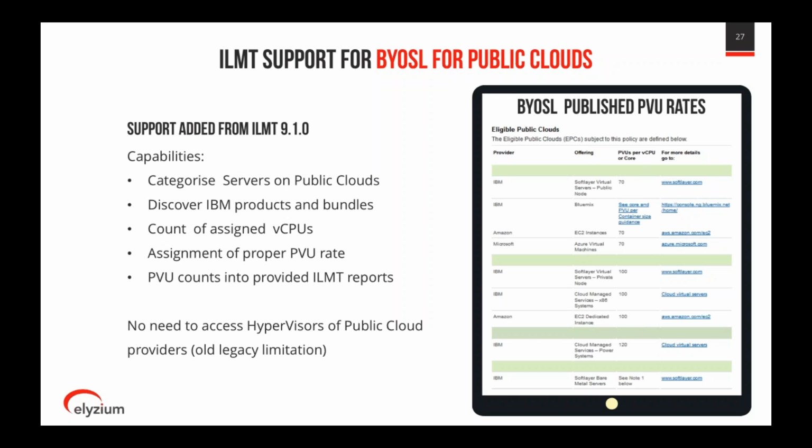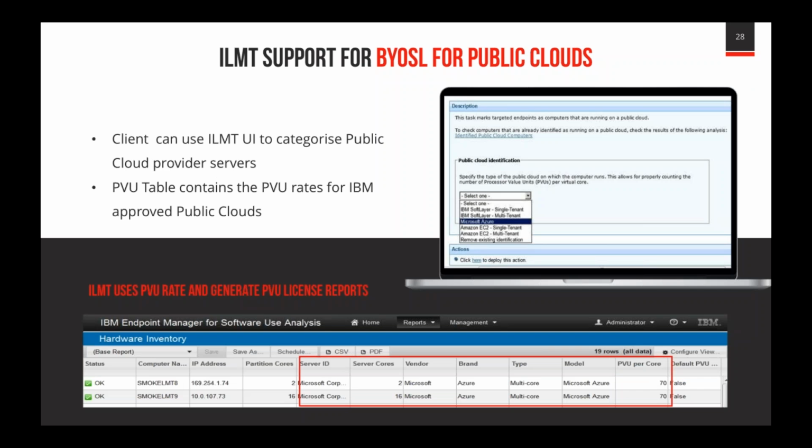So if you want to deploy software out there, then you can, and ILMT can also manage that as well. There are some steps that you have to do. In this example, we're configuring a server that's out there in Microsoft Azure. So you do have to tell it which public cloud that server is actually on, and then it will automatically convert that to a PVU value per core.